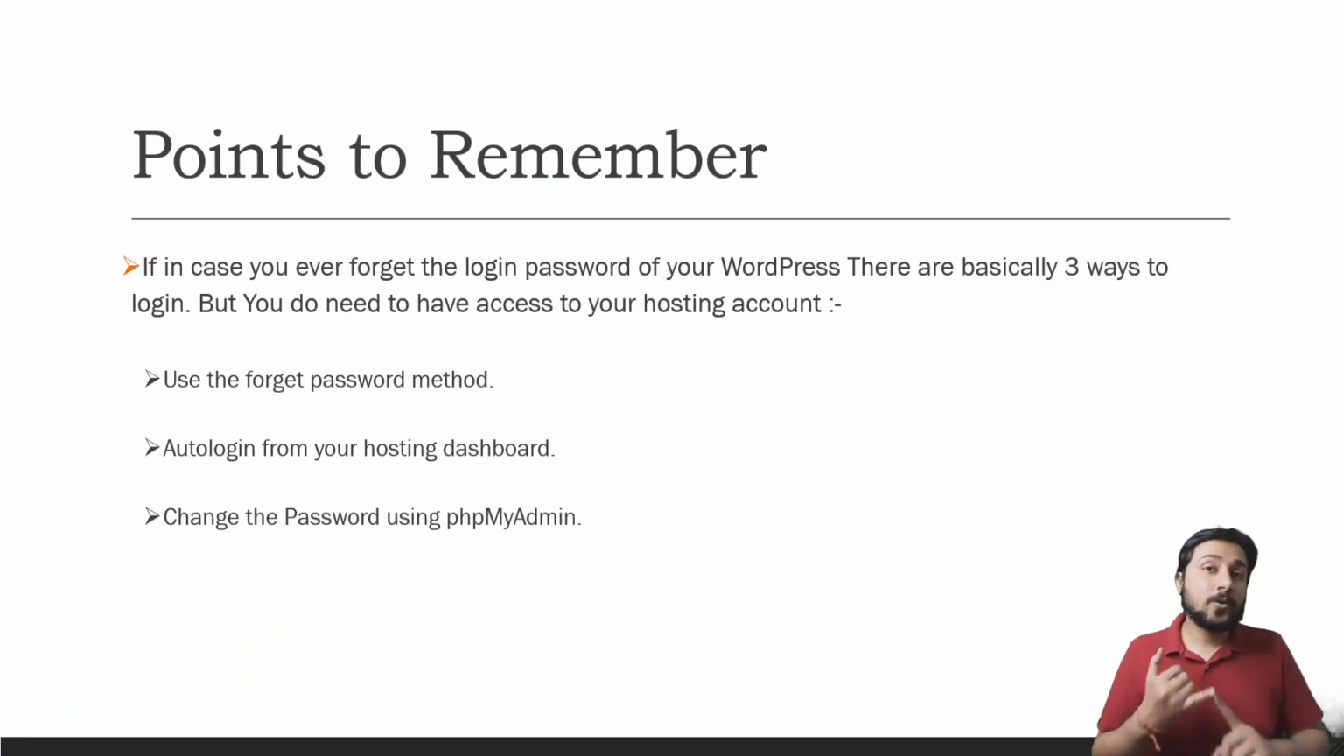One is if you know the login URL of your website. Suppose my website is abc.com, and you know the login URL as well. Suppose it's abc.com/wp-admin, or if you have changed it, you still know the login URL. Then you will be redirected to the login page. Over there, you will find the forgot password option. You click it, and if you've already set the mail, you will receive the password reset link in the mail. So that is one way to do it.